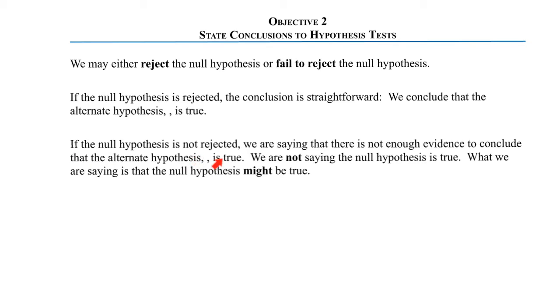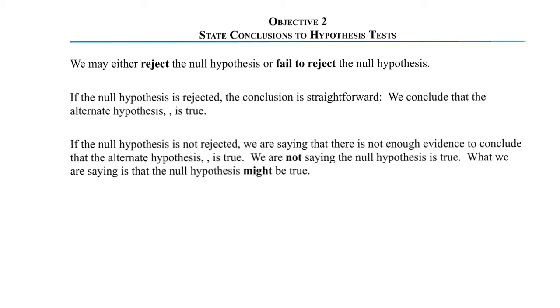If the null hypothesis is not rejected, we are saying that there is not enough evidence to conclude that the alternate hypothesis, and you need to explain what the alternate hypothesis is, is true. And we are not saying that the null hypothesis is true. We are saying that the null hypothesis might be true. So the conclusion of the hypothesis test is like the verdict of a jury. Not rejecting the null hypothesis is like a jury verdict of not guilty.